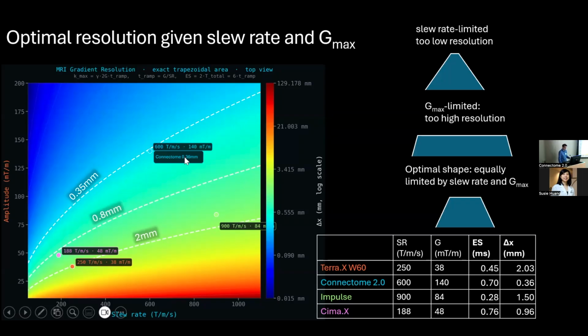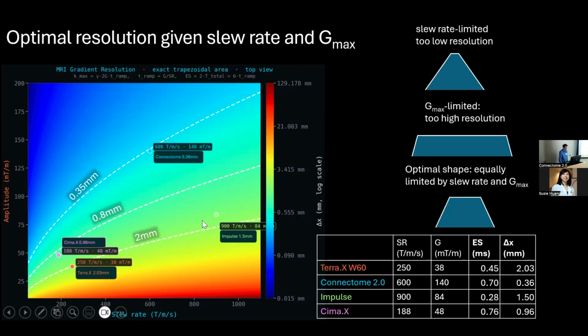If you use a lower resolution, you're kind of leaving Gmax on the table. You're not really benefiting from the Gmax that you have. You're then slew rate limited. If you go to the Sima-X, it's more in the range of 1 millimeter. For the Terra-X, it's really a macro scale scanner in this sense here, because the optimal resolution would be 2 millimeters. You can use it for high resolutions as well, but then you're leaving a lot of slew rate on the table and you're limited by Gmax.